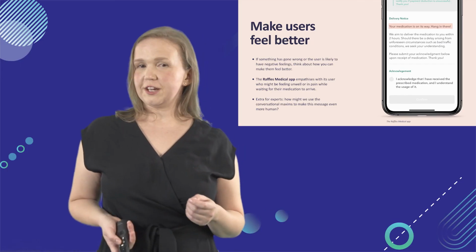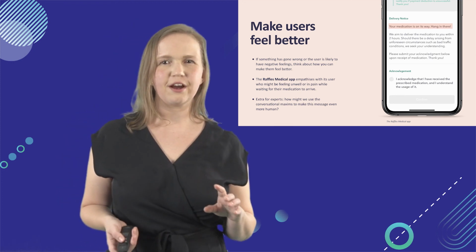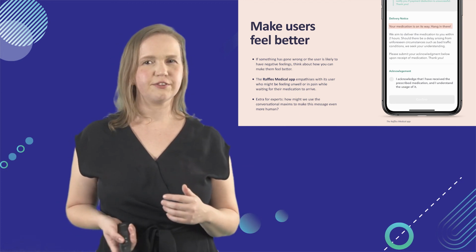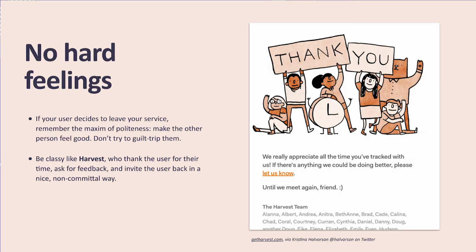And a little extra for experts, if you want to play this game, look at this example later and think about how you could take those five conversational maxims from before and see how you could improve this even further. I have a feeling there's a few things we could change. Finally, when you're writing for products, we really need to try and keep our own feelings in check. We're not, after all, having a conversation with a friend.